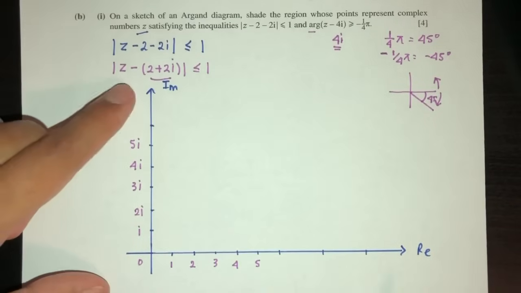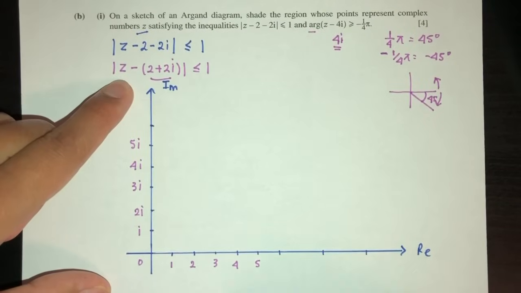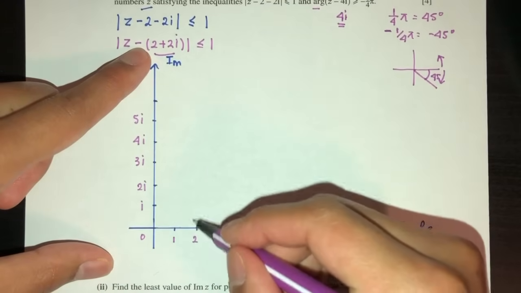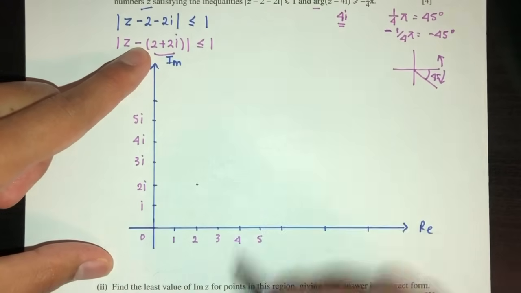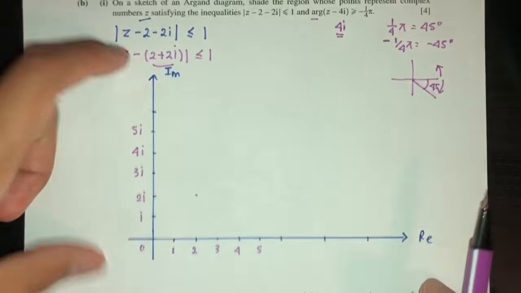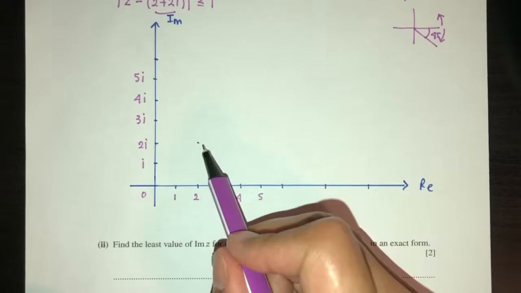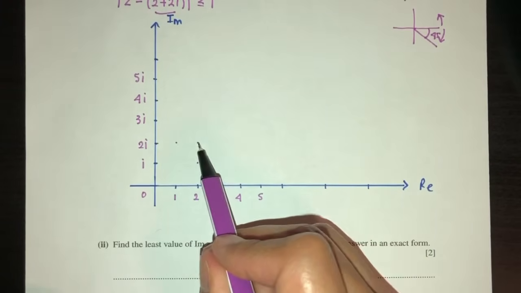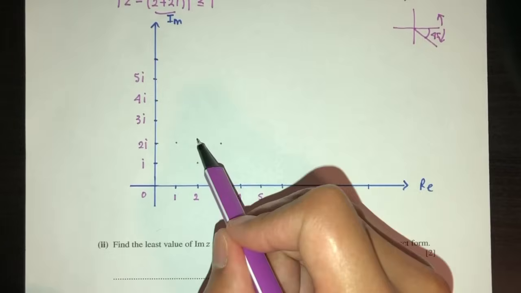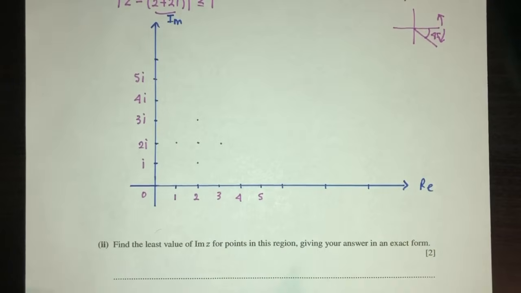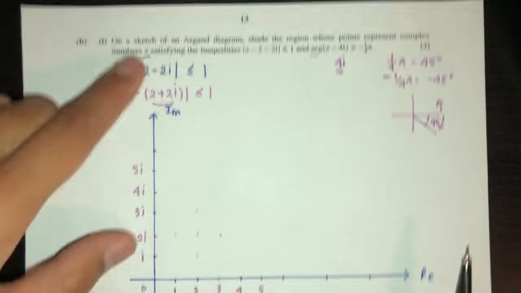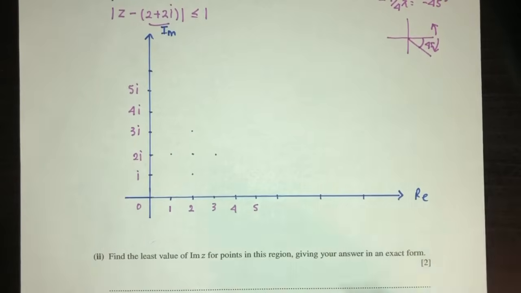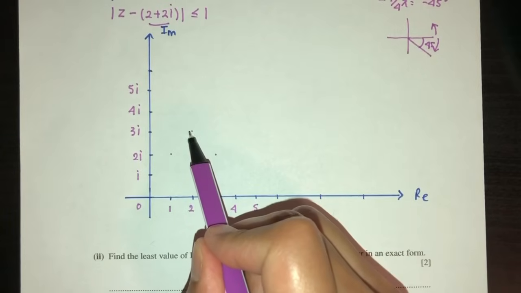So the first one will be a circle from the point 2 + 2i. So 2 is here, 2i will be right here, and the radius is equal to 1. So 1 will be here, 1 here, 1 right here, 1 on top. We don't need to draw exactly, we have to sketch. So you don't need to be exact with those values, but try your best to make it as accurate as possible.